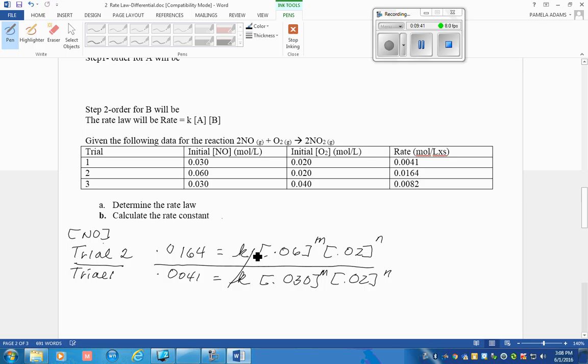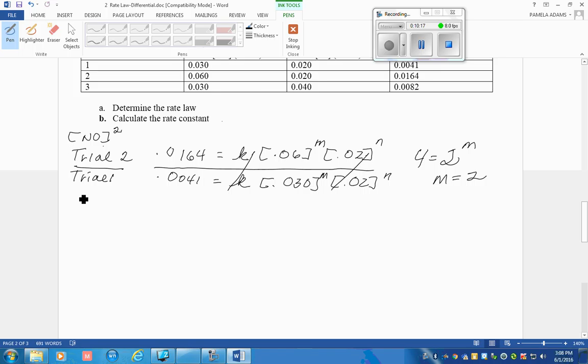We can see that these cancel and these cancel. Here, 0.0164 divided by 0.0041 is 4, is equal to 0.06 divided by 0.03, which is 2, raised to some power that is m. 2 raised to what power is 4? Well, m obviously is equal to 2. So the order of NO determined experimentally is 2.